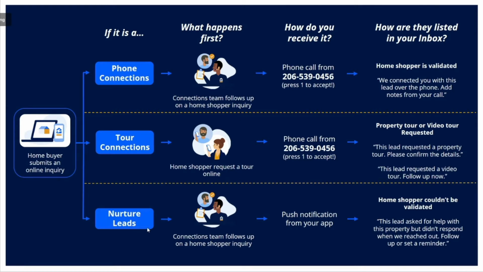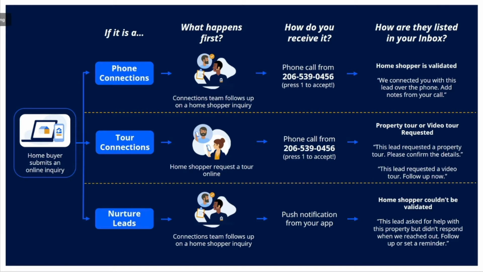And then the third type of lead is called a nurture lead. So nurture leads are when they submit an inquiry and our Zillow team was working to follow up with them and we couldn't turn it into a connection. Then we put it in the nurture pool and we pass those leads to you for you to take over the follow-up. So the way you're notified of these leads, the nurture leads, is through a push notification from the Premier Agent app. It's that banner that pops up from the app. And then you'll also get Boomtown notifications.